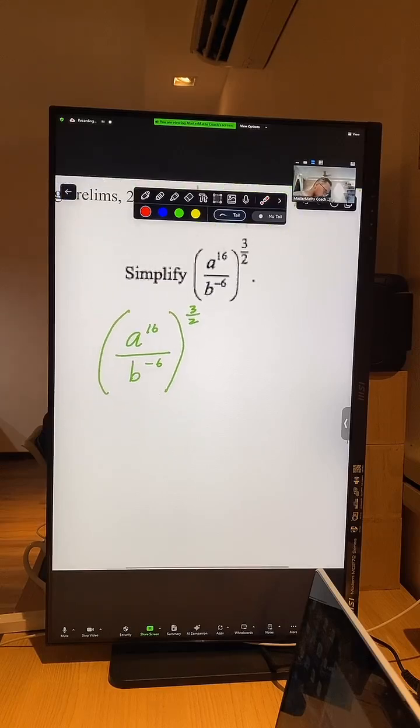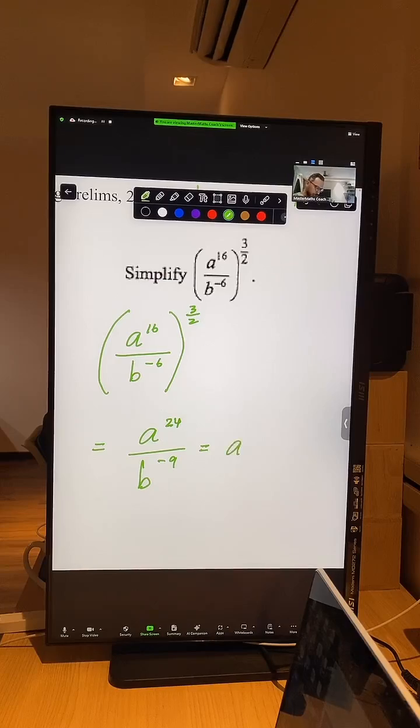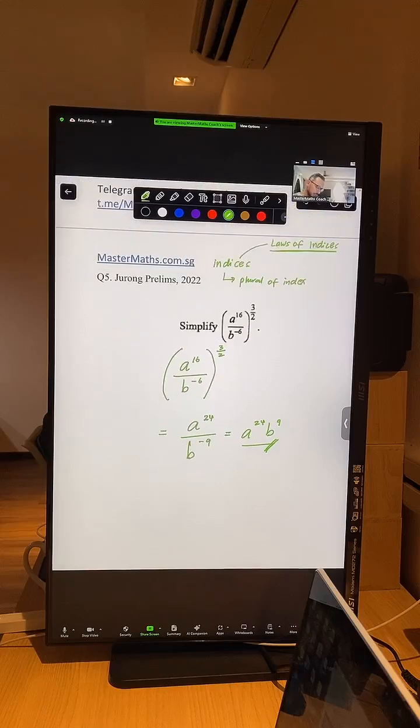Okay guys, so here we go. 16 times 3 over 2 is equal to 24. And negative 6 times 3 over 2 is equal to negative 9. Now we are going to bring the negative 9 up, so it's going to look like this. When you bring it up from negative, it will become positive. Simple, right? So easy.